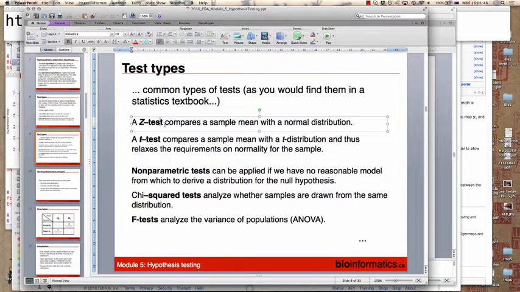Such a measure, for example, could be a Z-test, i.e. a test that compares a sample mean with a normal distribution and asks how many standard deviations does my sample mean deviate from what I would expect in a normal distribution. So if the sample and the control is normally distributed, I can then translate that into a probability. That only really works well if the samples are not skewed and are symmetric and it actually is a normal distribution. A t-test compares a sample mean with a t-distribution, which relaxes some of the requirements on normality, i.e. that we should have an underlying Gaussian distribution.